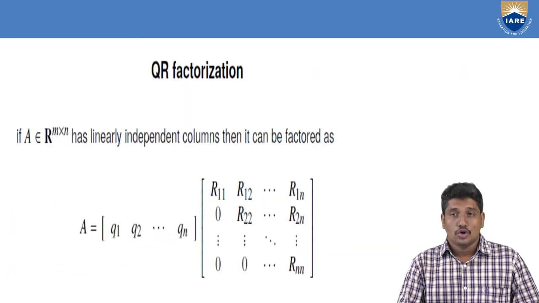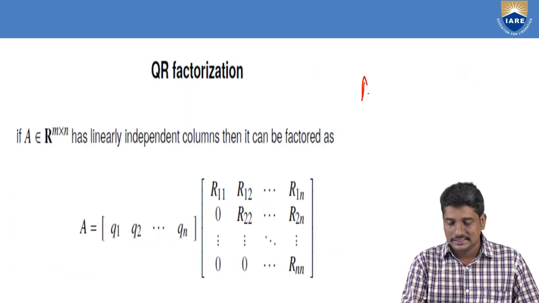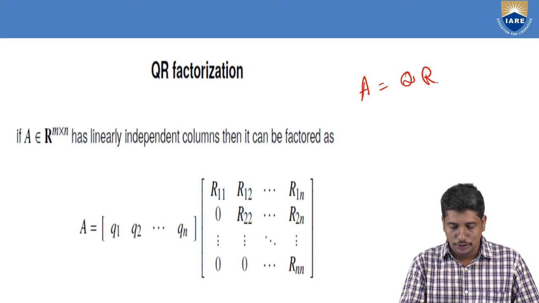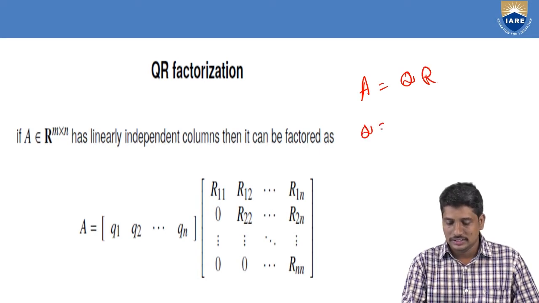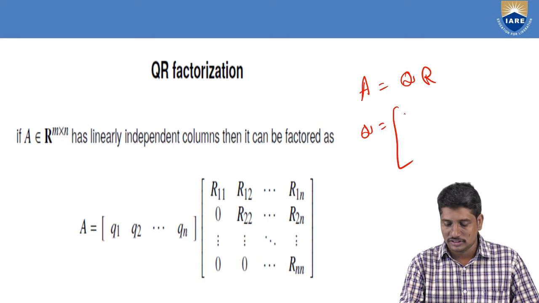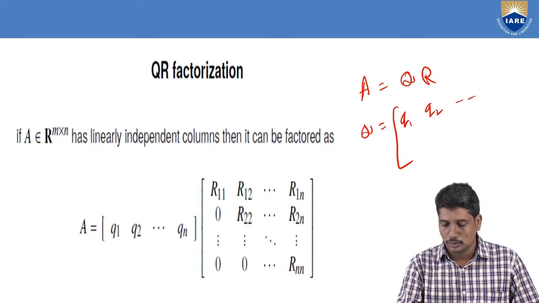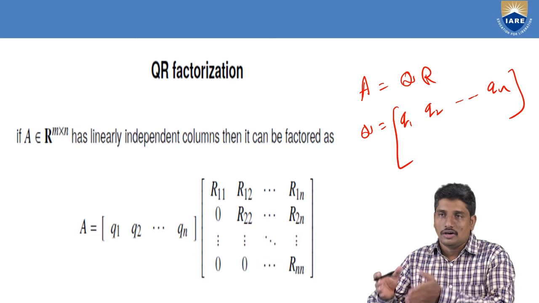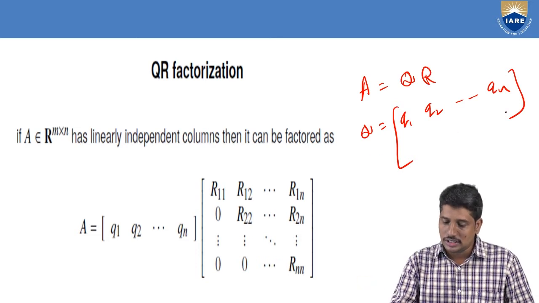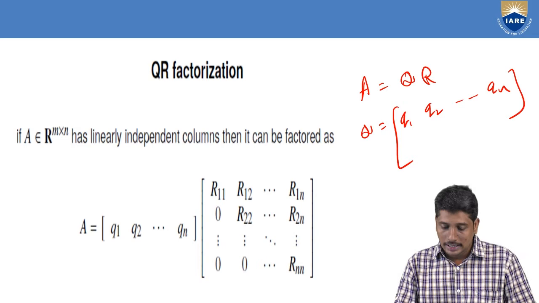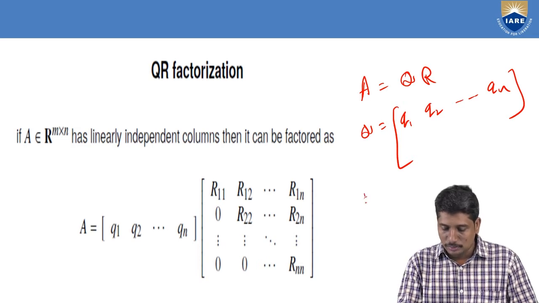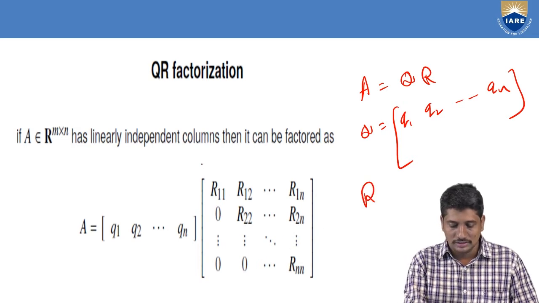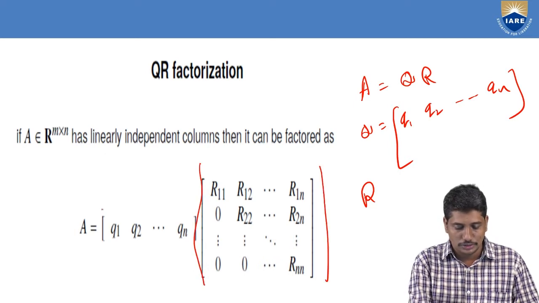Okay. So here we can see A is a product of two matrices QR, where Q is nothing but a matrix with n vectors Q1, Q2, and so on up to Qn, where Q1 is a column vector, Q2 is a column vector, and Qn is also a column. So each column is treated as a vector, then Q contains n column vectors, and R is an upper triangular matrix, which is shown here. This is Q and this is R.